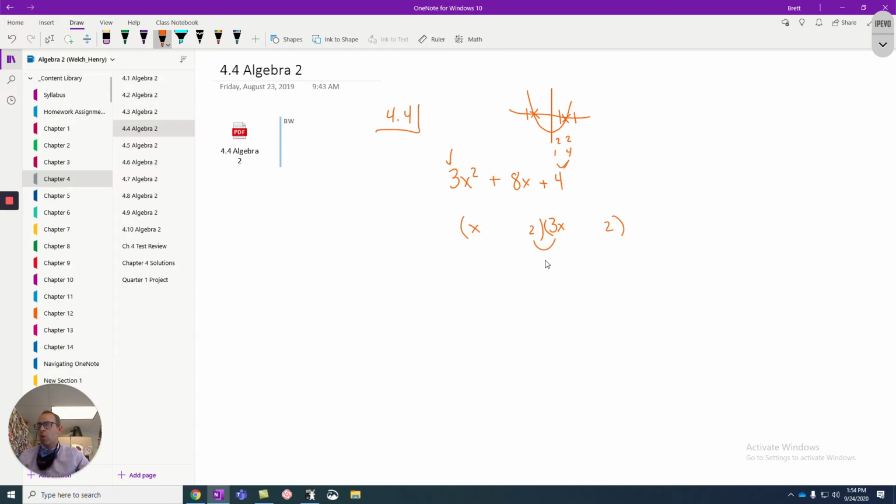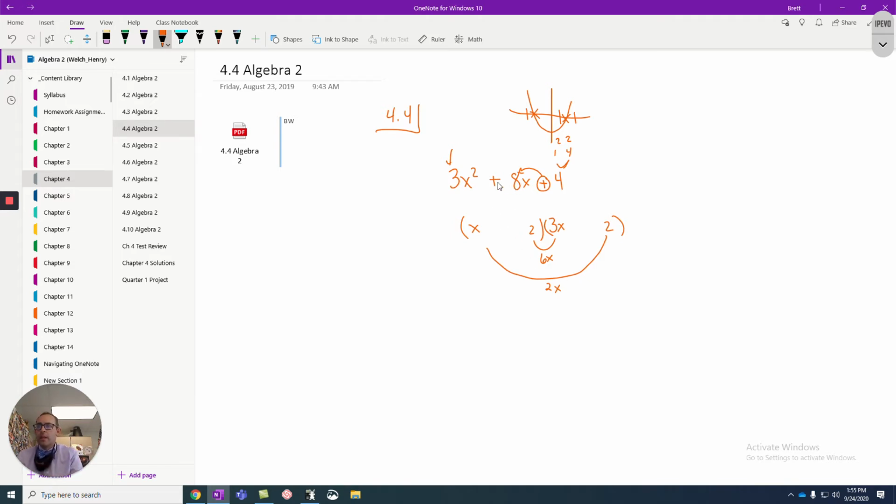If you think about FOIL, it's the O and the I from FOIL, the outer and the inner. 2 times 3x is 6x, and x times 2 is 2x. Those numbers add, and this is really important, that 4 is positive, so do they add to 8? The answer is yes, they add up to 8x. So I have the numbers in the right spot. I still have to get my signs associated correctly, but at least the numbers are where they belong.